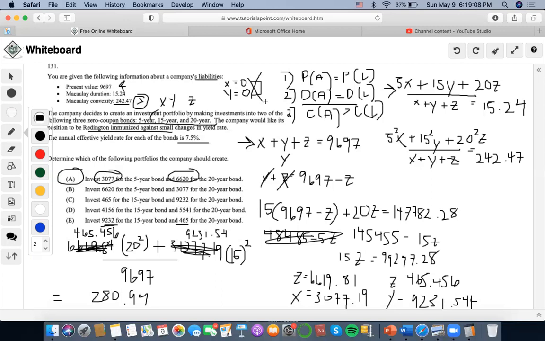I would do 465.456 times 400, right? And then plus 9231.54 times 225, okay, divided by 9697. It would give me a convexity of 233.39, which is less than the Macaulay convexity here.